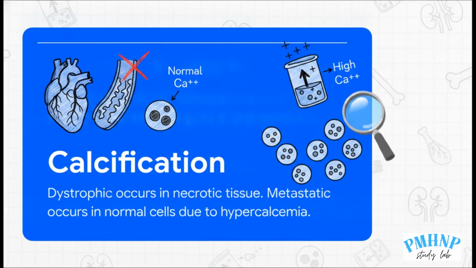Metastatic calcification is an entirely different beast. It happens in perfectly normal, undamaged cells simply because the patient has systemic hypercalcemia, meaning there's too much calcium circulating in their blood, which then deposits right into healthy tissues.